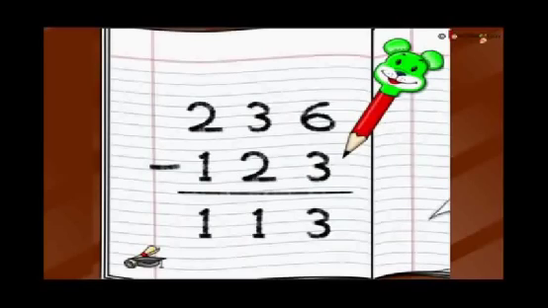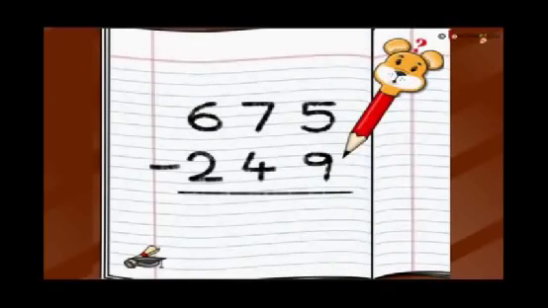Okay, so let's take another problem. You have 675, and from that you would like to subtract 249. So from 675 you want to remove 249. So you do the same way. Write 675 minus 249. Ensure the ones position is matching with ones, tens with tens, hundreds with hundreds. Okay, write the underline.